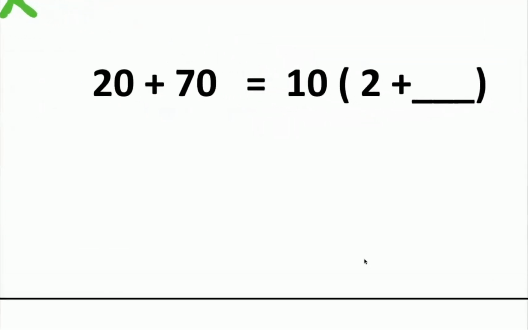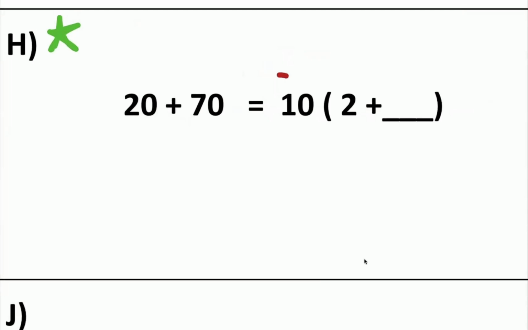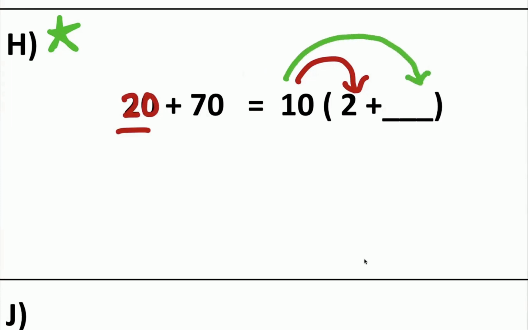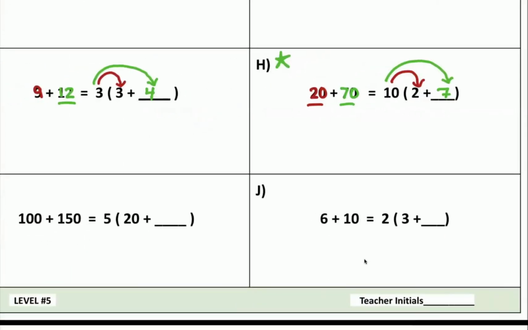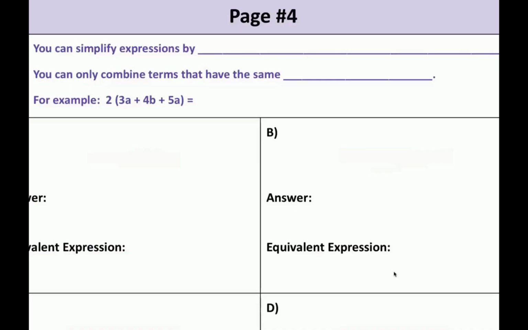In problem H, 10 times 2 is 20, and 10 times 7 is 70, so 7 goes in the blank. Go ahead and complete the rest of page 3 and check in with your teacher if they want to give you feedback. Let's take a look at the top of page 4.